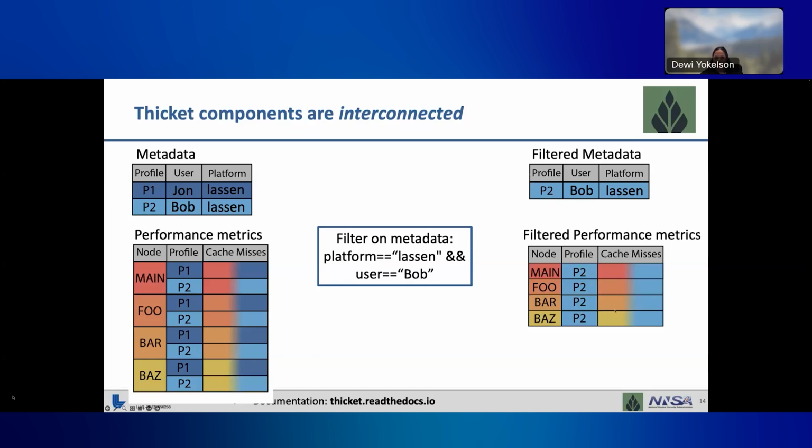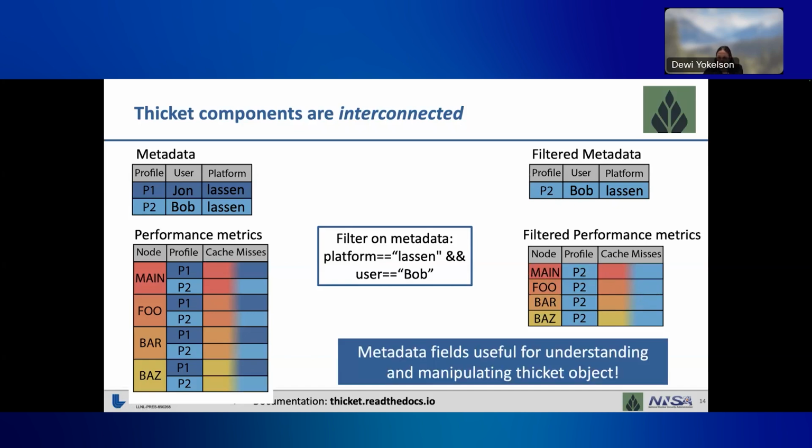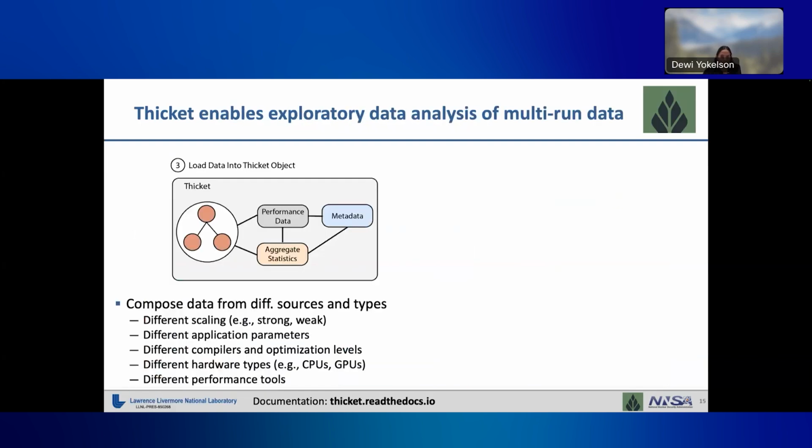So for an example of 2, we just composed them and now we're filtering. But when you have many profiles, this is really, really useful. And the metadata fields are really useful for this. So if you're using Caliper and plan on using Thicket, we really encourage generating as much metadata as possible about your specific run. Okay, great.